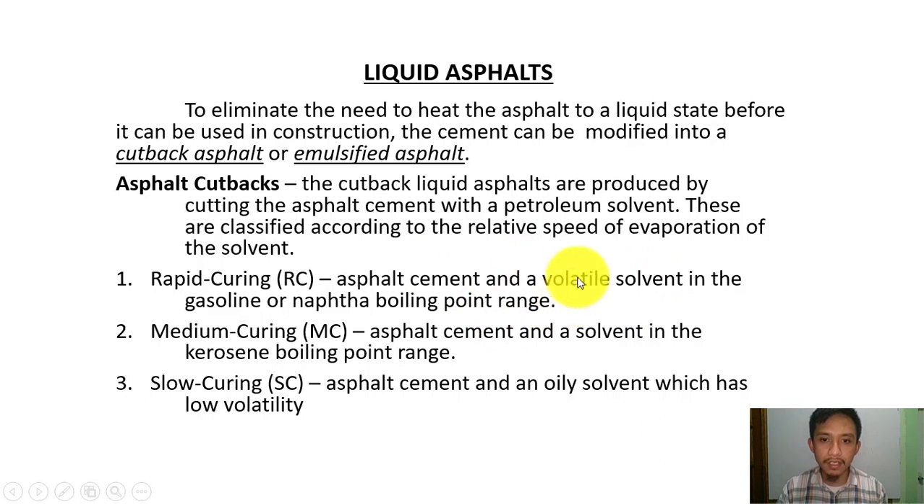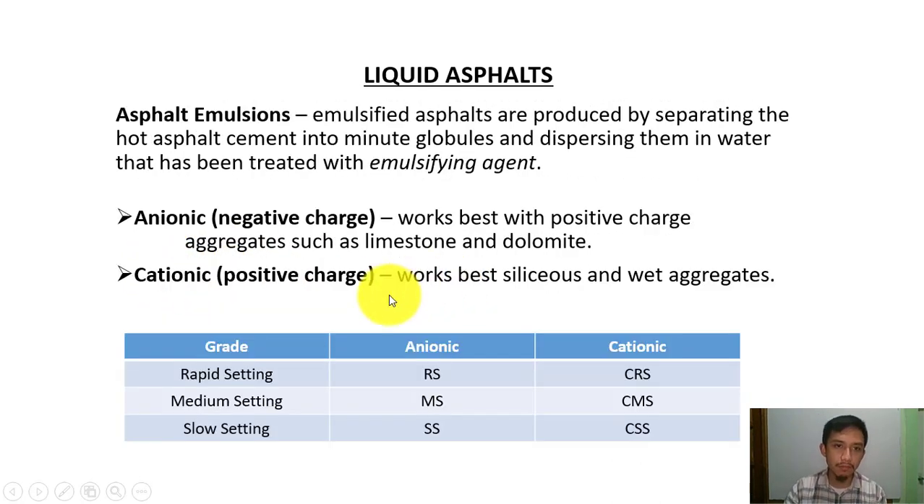So maybe the explanation here is that gasoline or naphtha is much easier and faster to evaporate compared to kerosene and the oily solvents. That's why it makes it rapid curing compared to the others, because the faster the solvent evaporates, the faster the mixture will cure. Okay, so that is cutback asphalt.